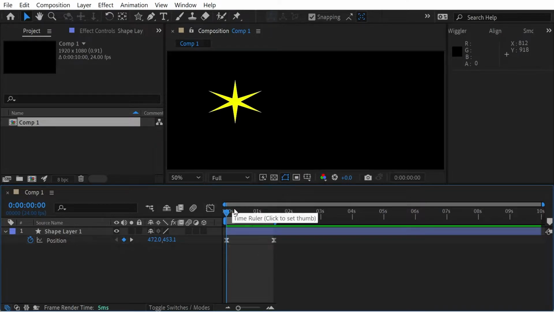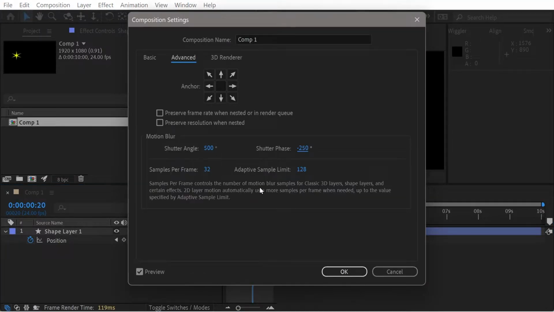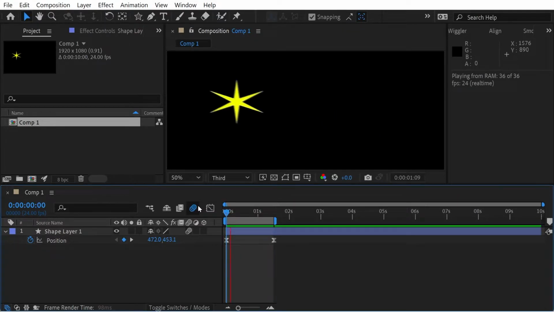So with motion blur, we can press this button here, which enables motion blur, and then we can put it on here. So that will put motion blur onto the layer. I think also having very good high samples per frame is pretty handy. So you can see that gives you a lot more motion blur.